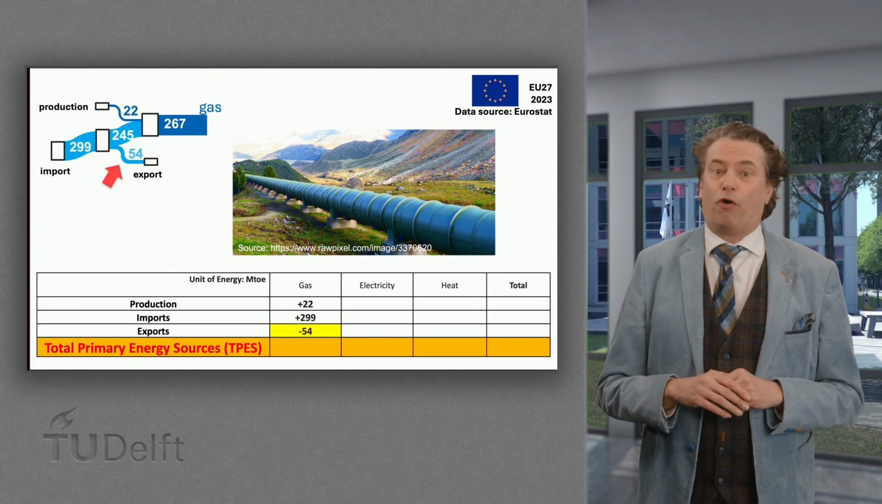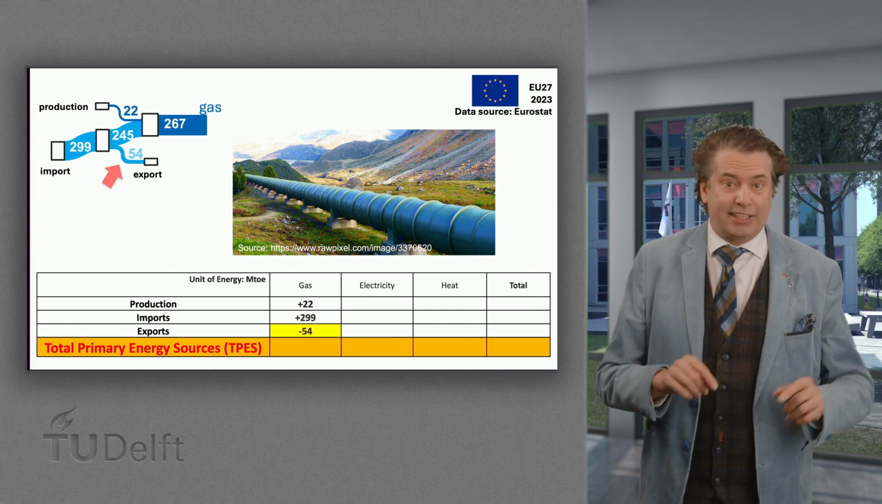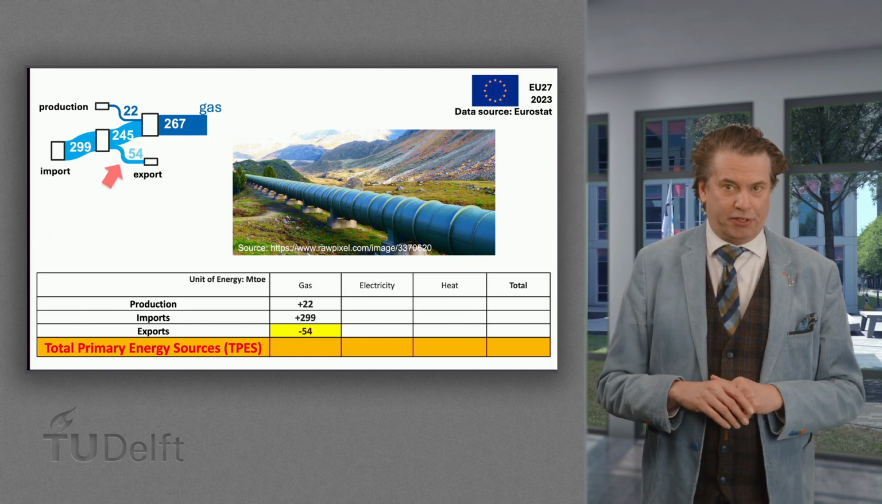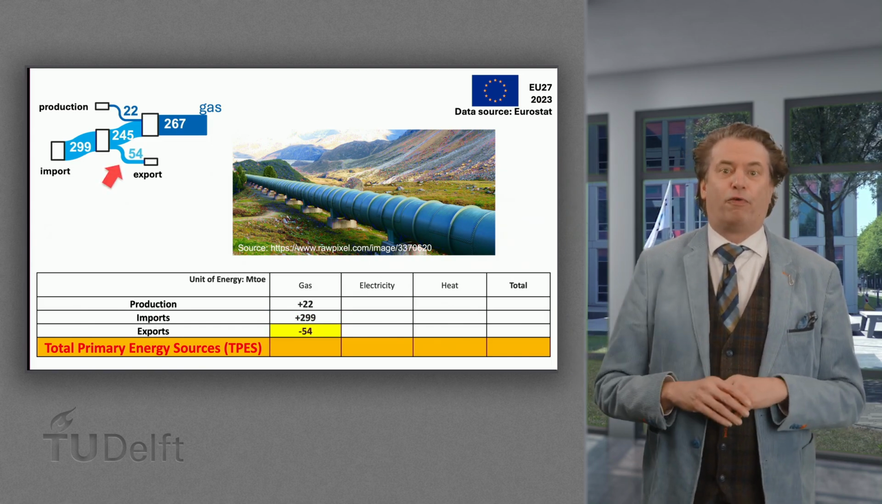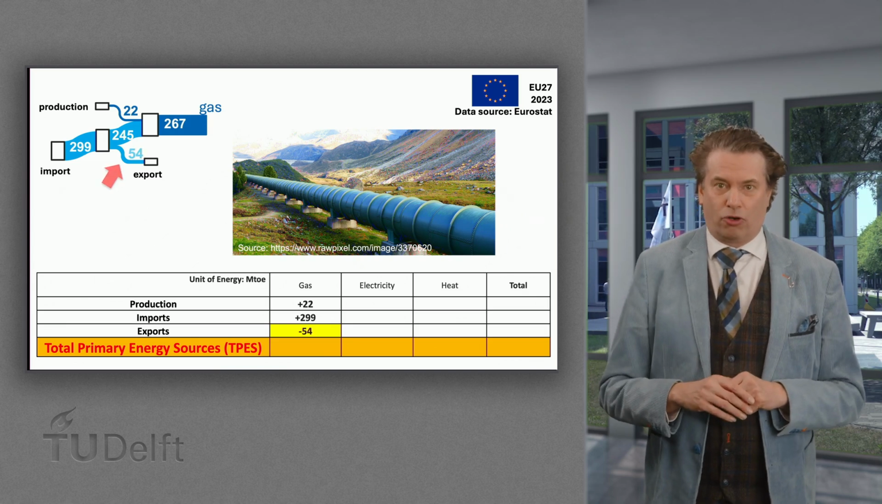Finally, it shows that 54 megatons oil equivalent of gas is exported out of the European Union region. In the matrix, this is shown as a minus 54 in the export row and gas column.